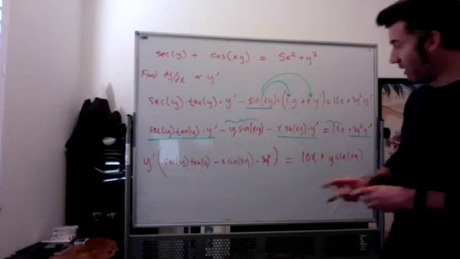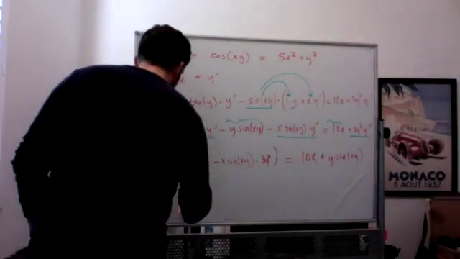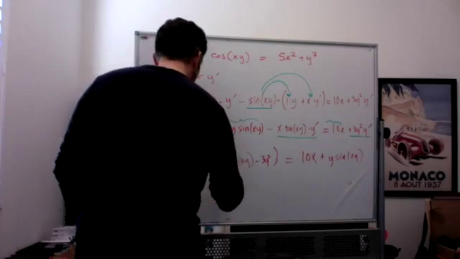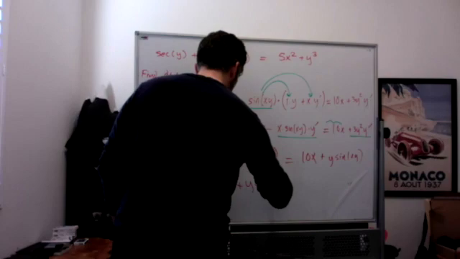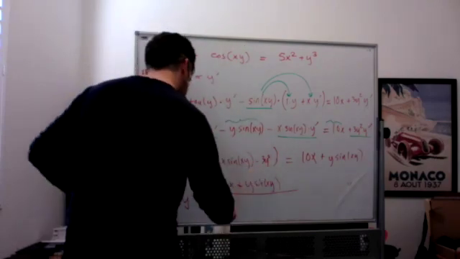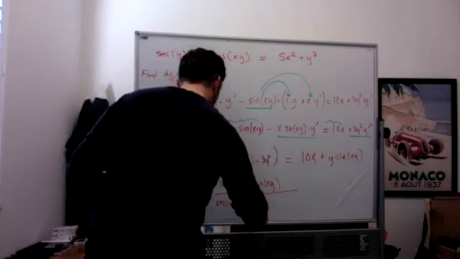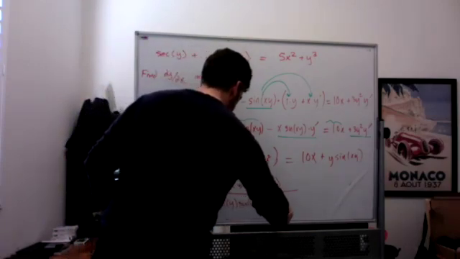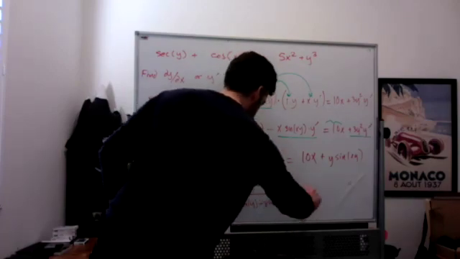Lastly, we divide by all of this garbage. So our final answer is y prime equal to 10x plus y sine of xy, divided by all of this: secant of y, tangent of y, minus x sine of xy, minus 3y squared. Ooh, that is really not nice.